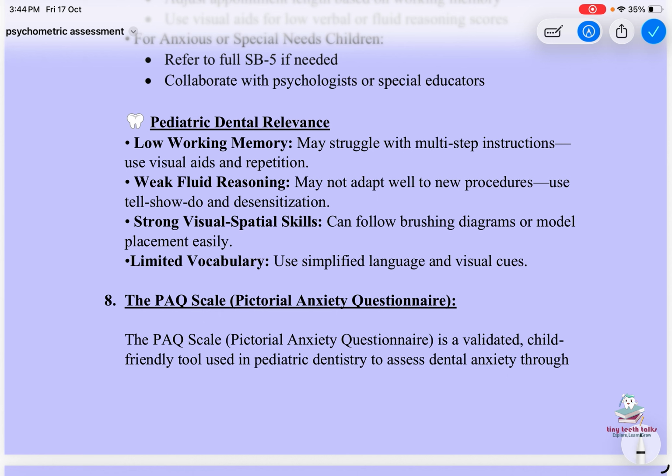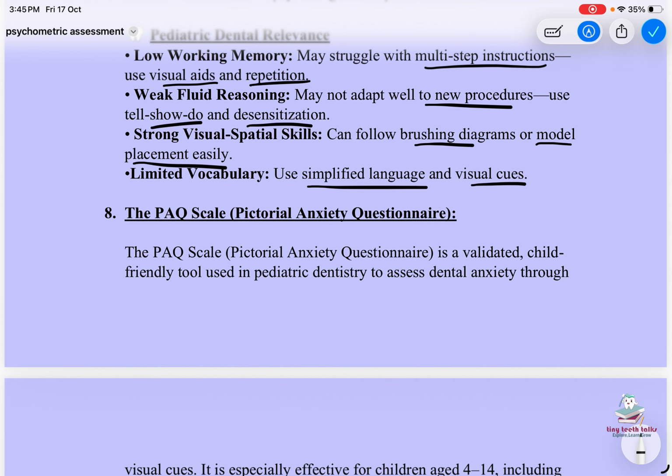Pediatric dental relevance: if the patient has low working memory, they may struggle with multi-step instructions, so use visual aids and repetition. Weak fluid reasoning, may not adapt well to new procedures, so use tell-show-do and desensitization. Strong visual-spatial skill, can follow brushing diagrams or model placement easily. Limited vocabulary, use simplified language and visual cues. We will discuss the other scales in the next part.